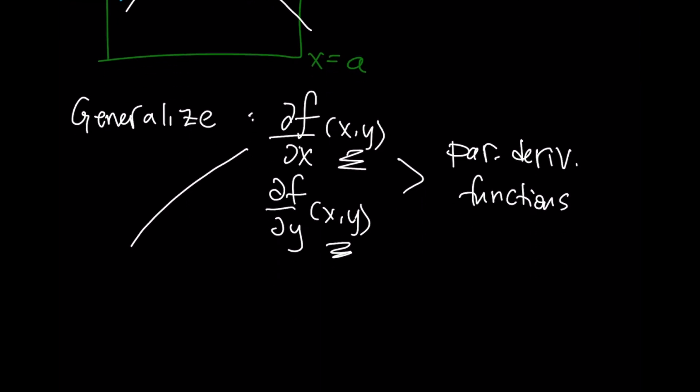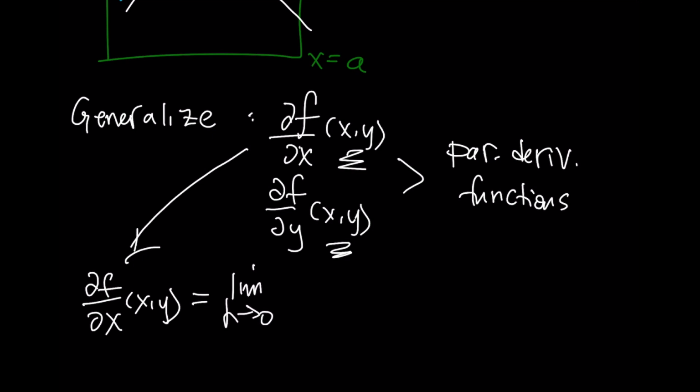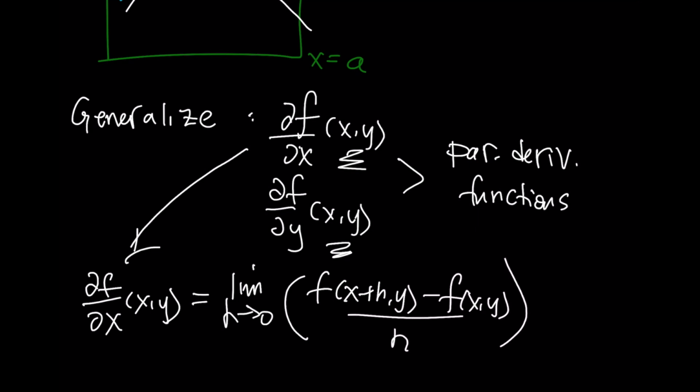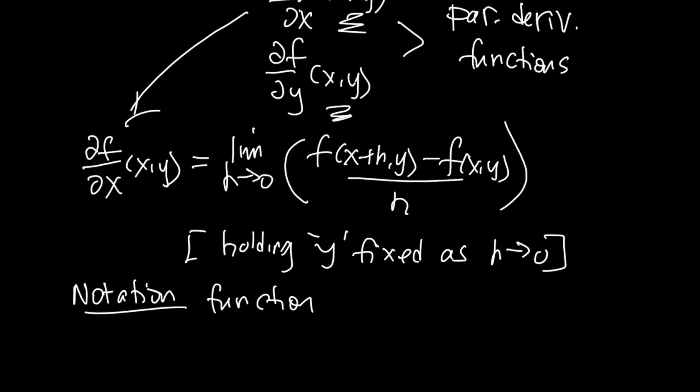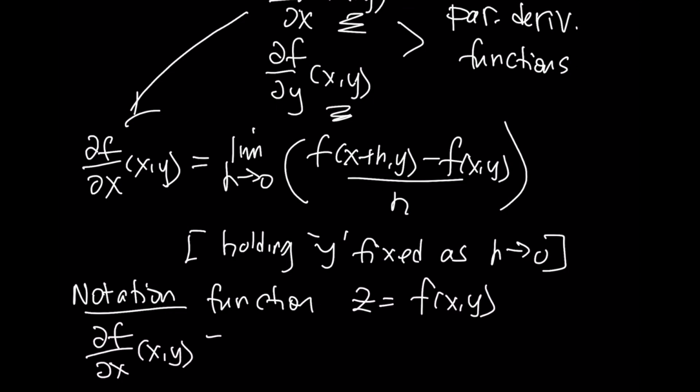Now, of course, you could be a little more precise about how you write this. It would simply just be the limit as h goes to 0, f of x plus h and y, subtract f of x and y, all over h. Now, the idea here is that we are holding this y value fixed as h goes to 0. df dx as a function could be written as f sub x of x, y, could be written as partial derivative with respect to x of f of x and y.